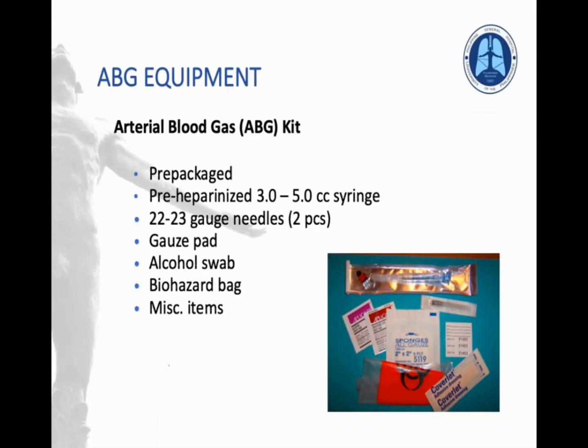For ABG equipment, we have arterial blood gas kit. Usually they are pre-packaged containing pre-heparinized 3 to 5 cc syringe, 2 pieces 22 to 23 gauge needles, gauze pad, alcohol swab, biohazard bag, and other items.